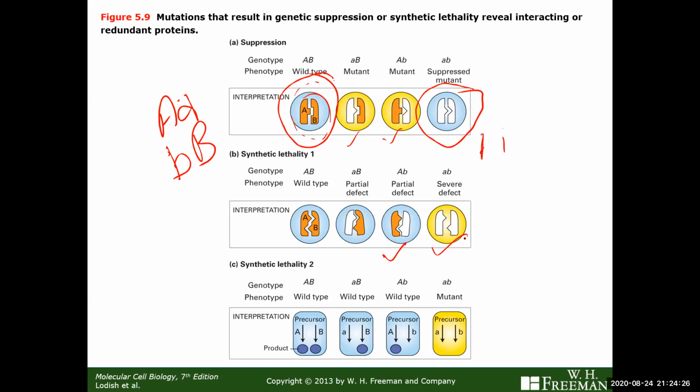Synthetic lethality can happen in one of two cases. One, when the two proteins are directly interacting with each other. And so that is a good way of finding interacting partners.